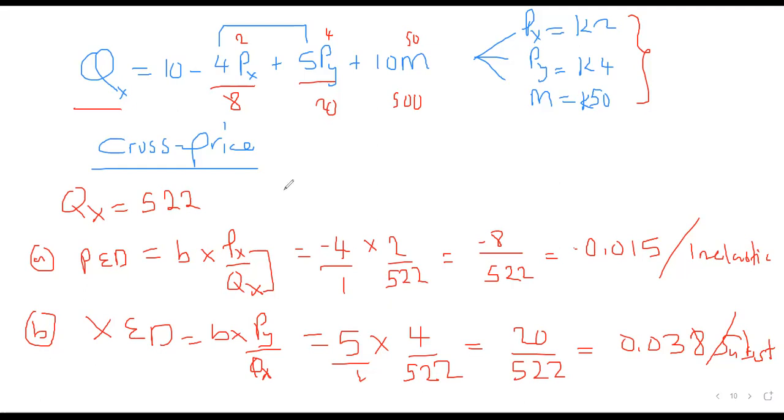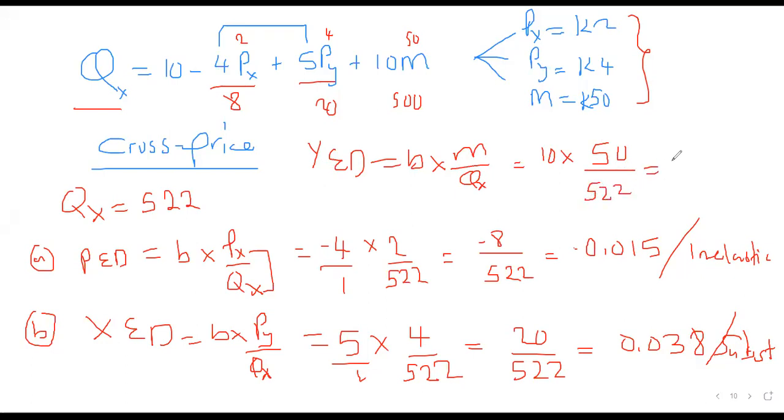And finally, we do the income elasticity of demand. We take our gradient times the income over the total sales. Our B is 10. Income is 50. And our QX is 522. So we apply this to get 500 over 522. When you divide 500 by 522, what do we get?